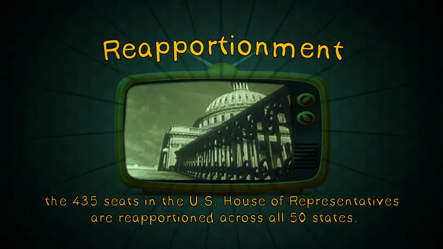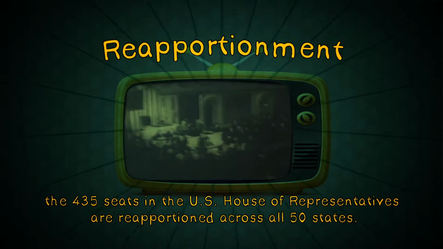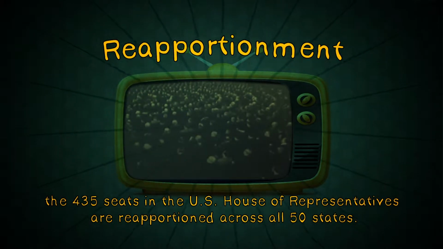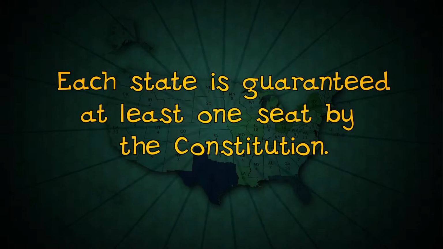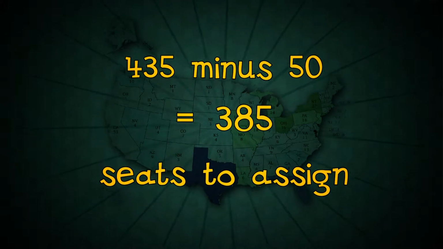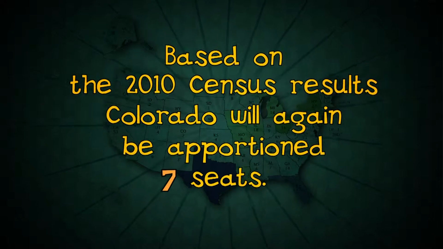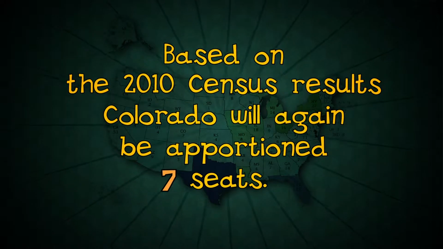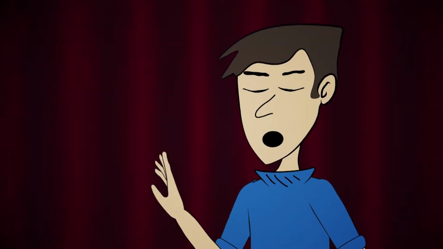In response to the census data, the 435 seats of the United States House of Representatives are reapportioned across all 50 states. Based on the state's percentage of total population, each state is guaranteed at least one seat by the Constitution. After each of the 50 states receives a seat, there are 385 seats to assign. Based on the 2010 census results, Colorado will again be apportioned 7 U.S. congressional seats. Next, let's talk about redistricting.